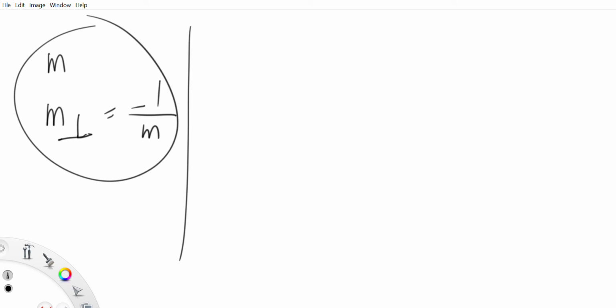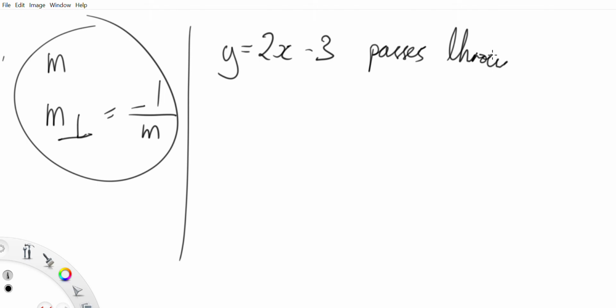So let's say I have y equals 2x minus 3, and it passes through 0 and -1. Now we need to do much the same. We would write m equals. Now we've got 2, so we need to make it the negative and make it the reciprocal. So we just flip it and we make it 1/2. So the perpendicular gradient is -1/2.